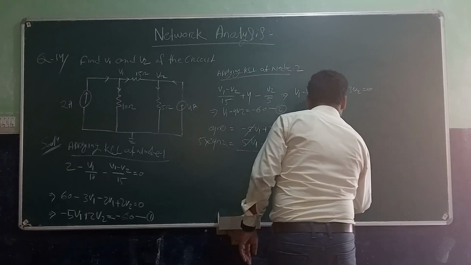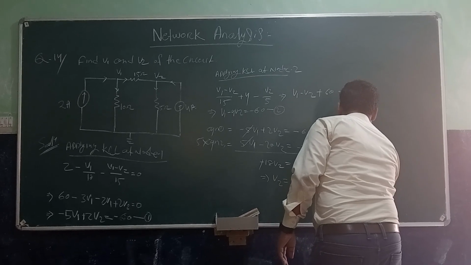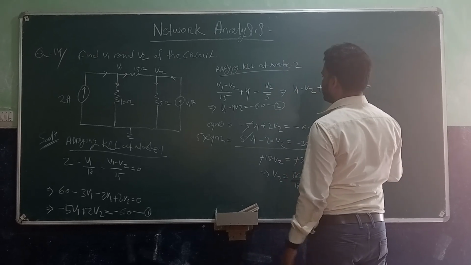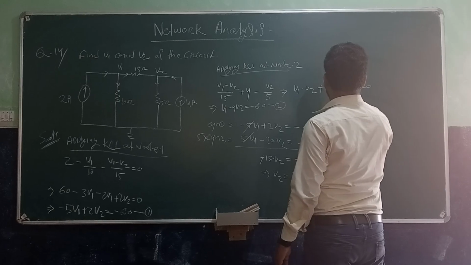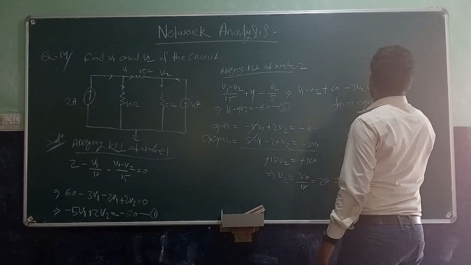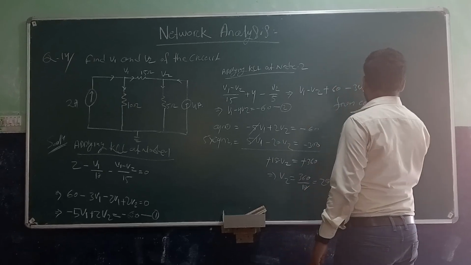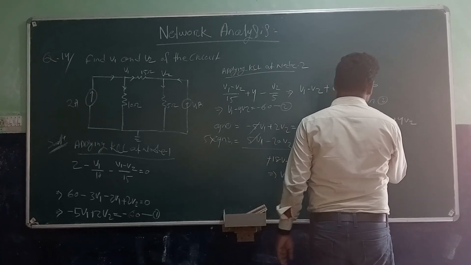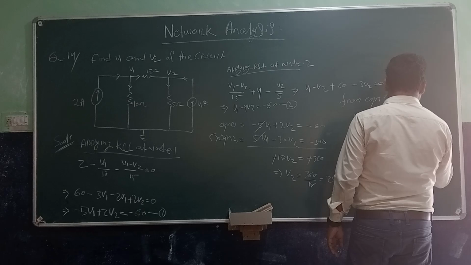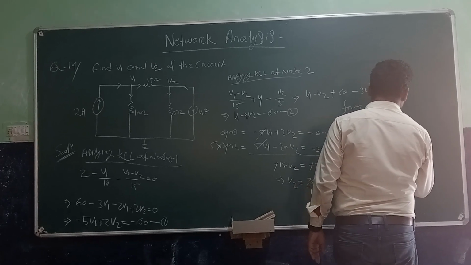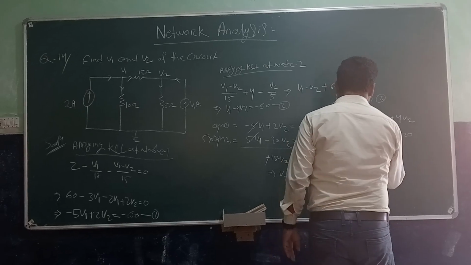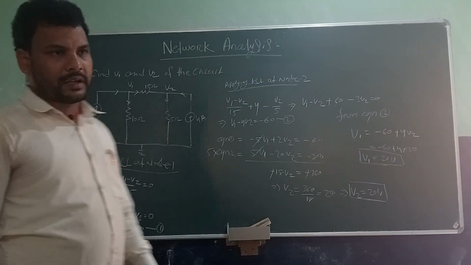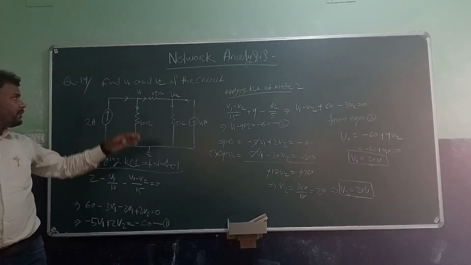So V2 equals to 20. Okay, V1 from equation 2. V1 equals to minus 60 plus 4 V2, which equals to minus 60 plus 4 into 20, which equals to 20. So V1 equals to also 20. Both voltages are same.